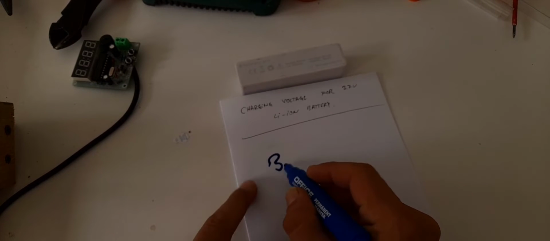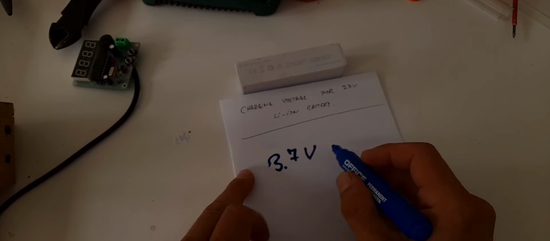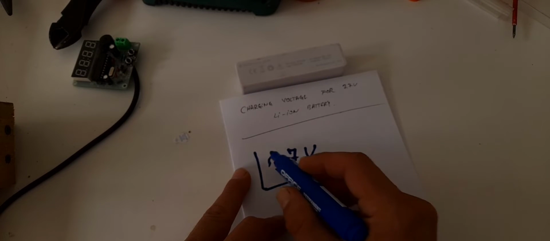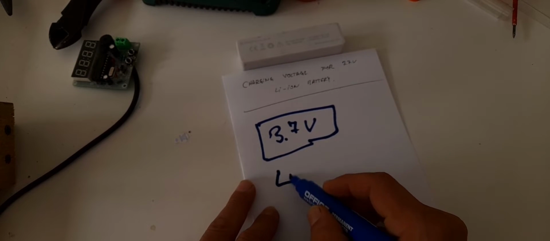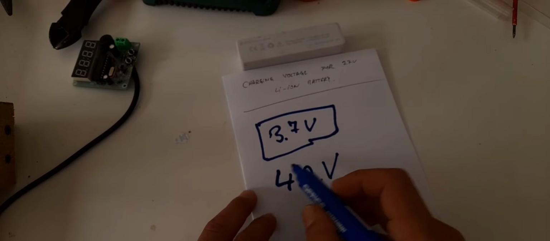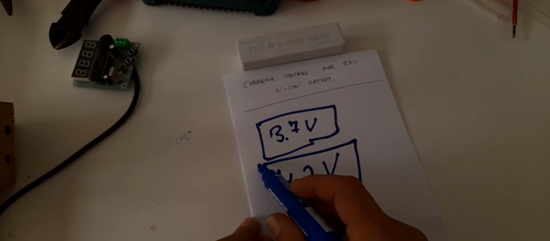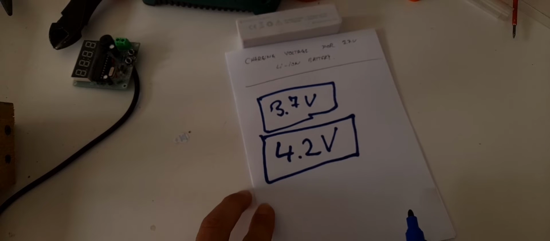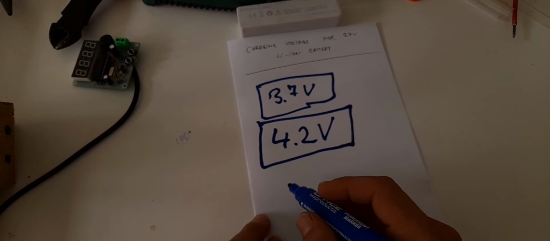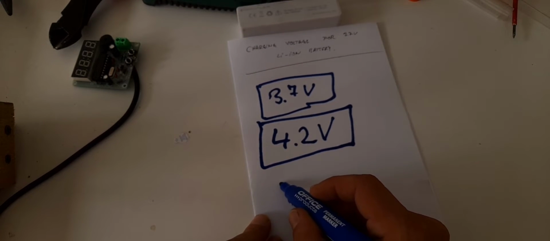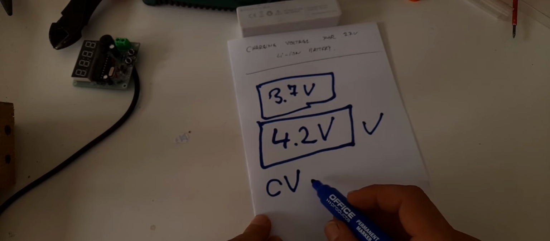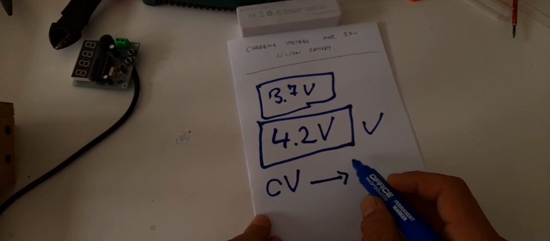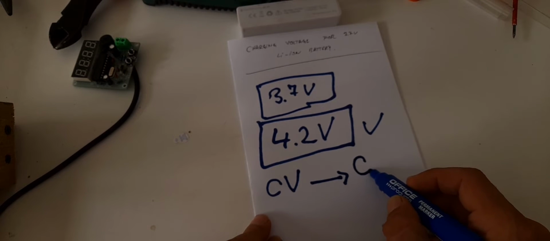3.7 volts is the nominal charge of the thing, and fully charged should be 4.2 volts. All right, so this is all in theory. For the battery to be charged, you're going to need a constant voltage of 4.2 volts, and when it reaches that voltage, you're going to need to top it up with a constant current source.